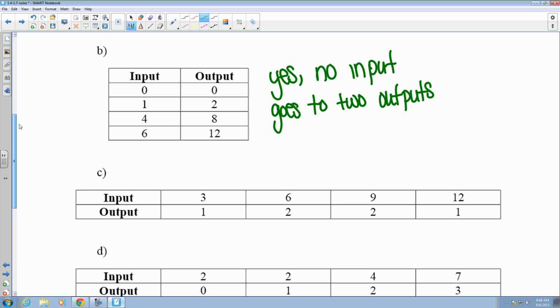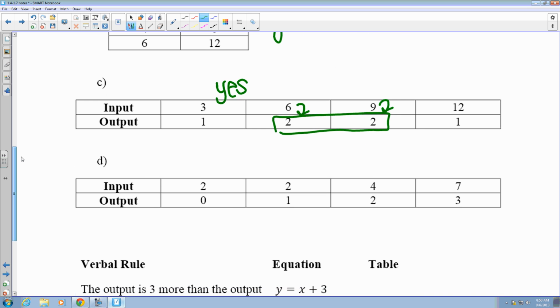Let's look at C. Is C a function? Yes, because none of our inputs are being repeated. It's okay that we have two 2's here because we have two different inputs going to 2. We can't have the same input going to two different values. Part D. Is part D a function? No, because we have the value 2 going to two different outputs. So no, definitely not.